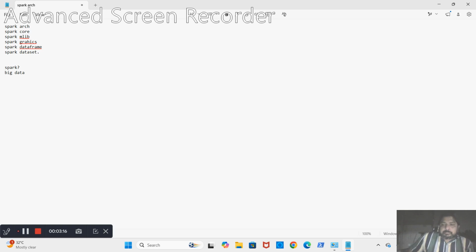That is servlet, JSP. So there are three layers in any application: one is the UI, second is the backend, and the middle one is the middleware.